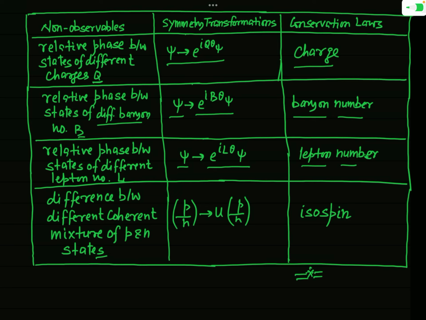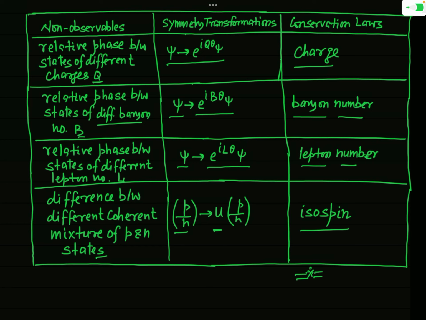Okay, and the last example I have written here is the difference between different coherent mixtures of p and n states, proton and neutron states. For this non-observable, the symmetry transformation is defined as p over n transformed to u p over n. Here u represents the up quark. And this leads to the conservation principle of isospin.